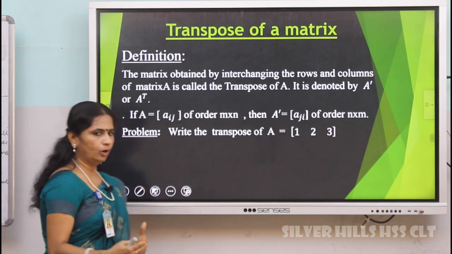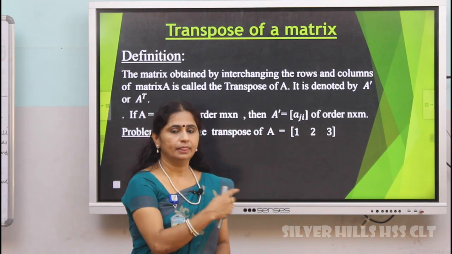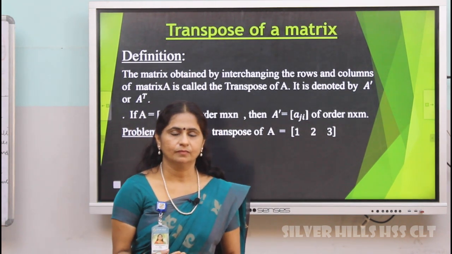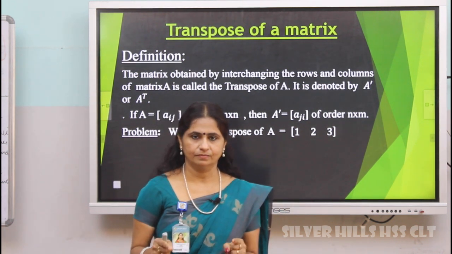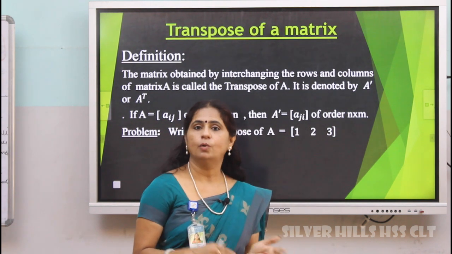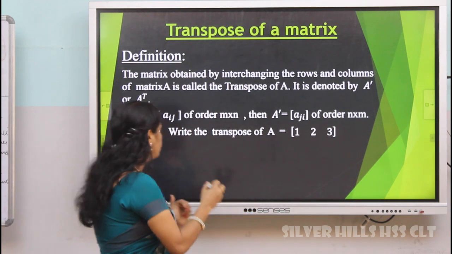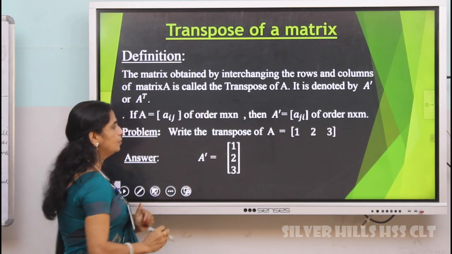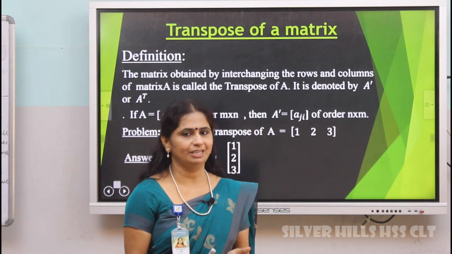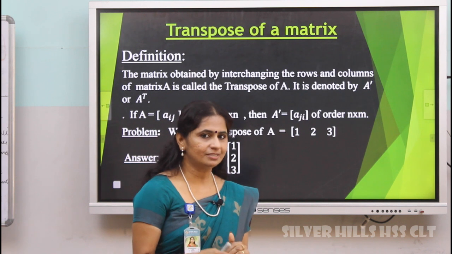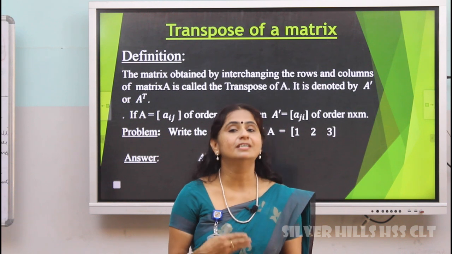Now we'll see our problem. What is the transpose of A equal to the matrix 1, 2, 3? The speciality of this matrix is it's a row matrix. So the row matrix is of order 1 by 3. So when we take the transpose, you can see that A transpose is equal to the matrix 1, 2, 3 as a column. The row matrix becomes the column matrix. The order of the matrix A is 1 by 3 and the order of the matrix A transpose is 3 by 1.